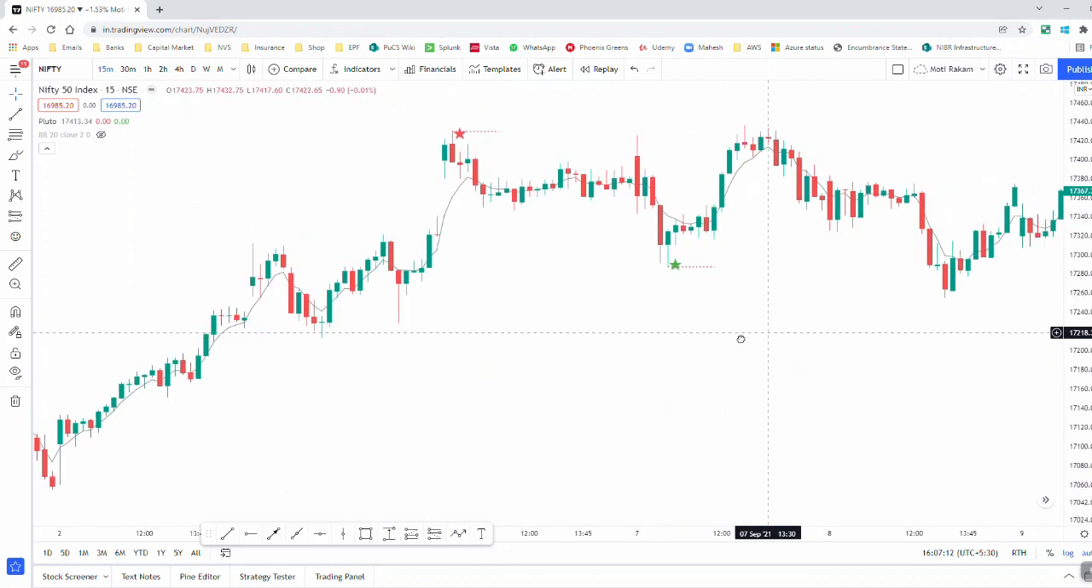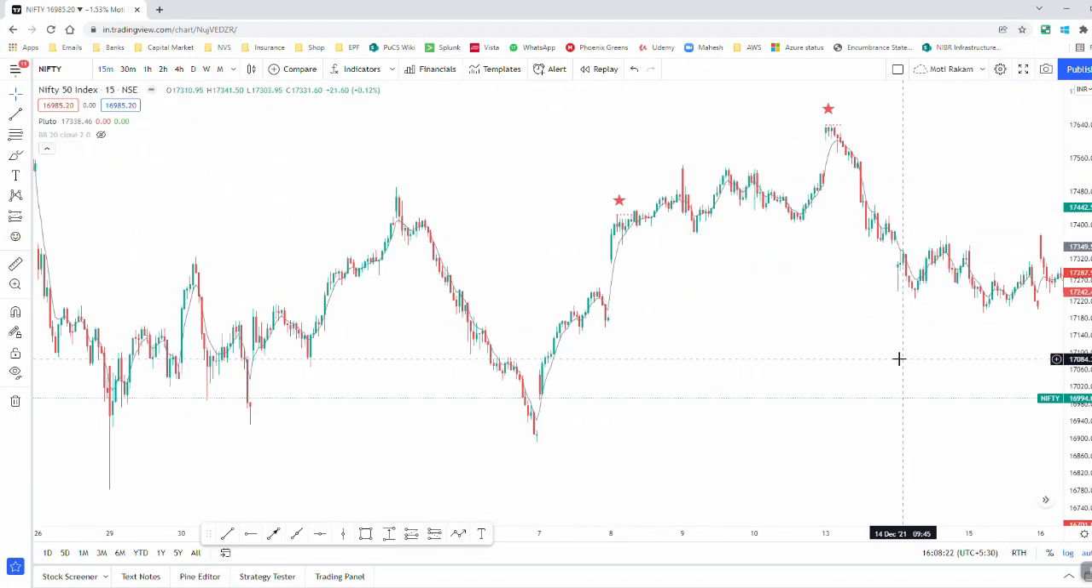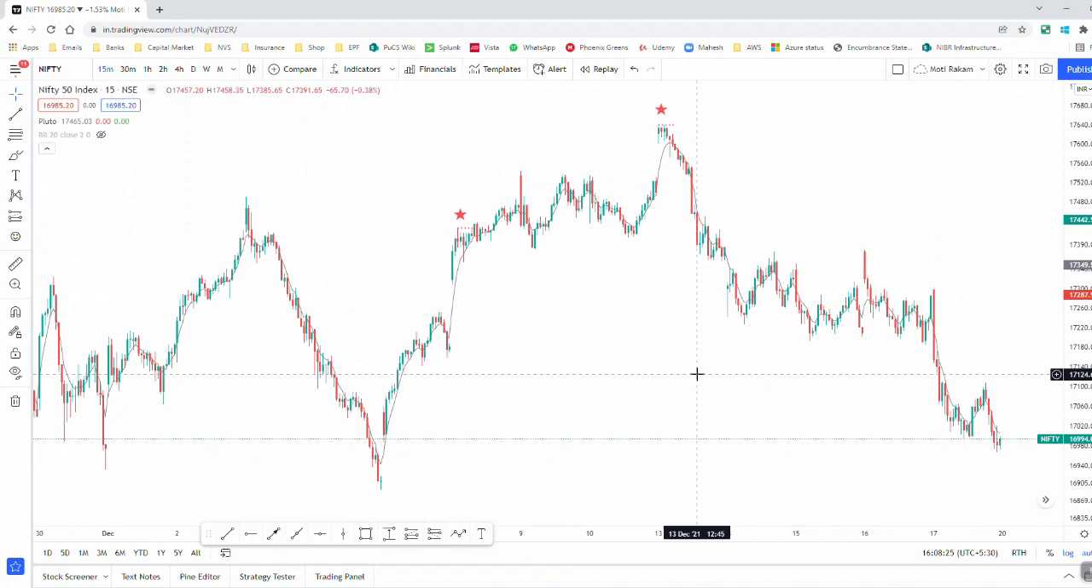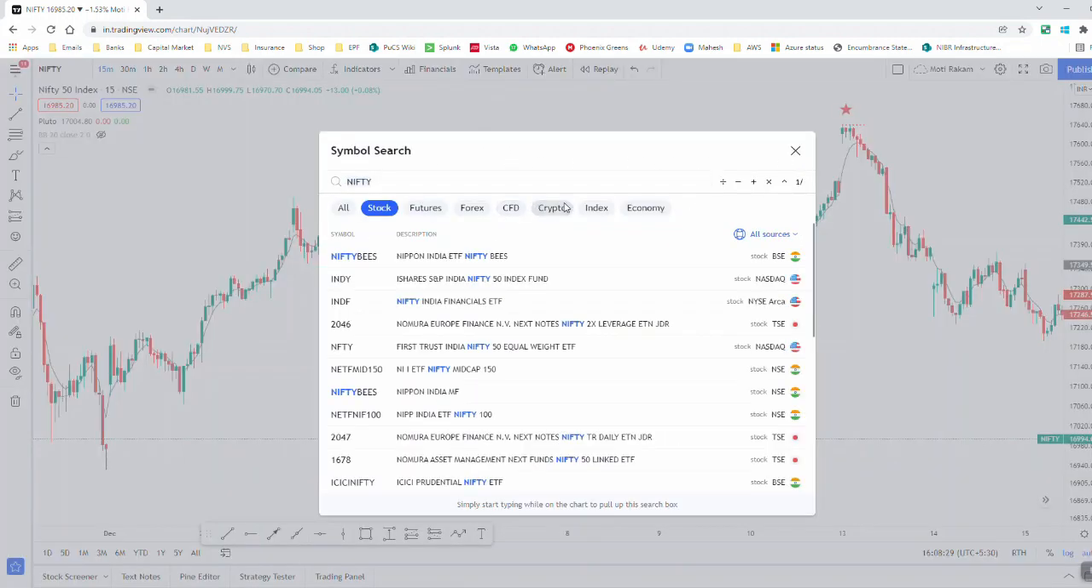Now look at this one. The last candle closed and the signal closed above 5. So I hope you understood, and it seemed okay to you.